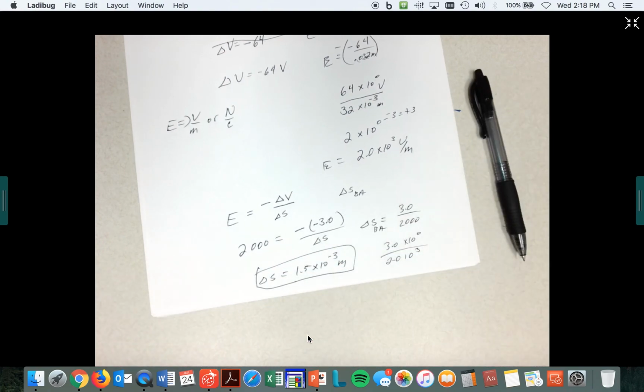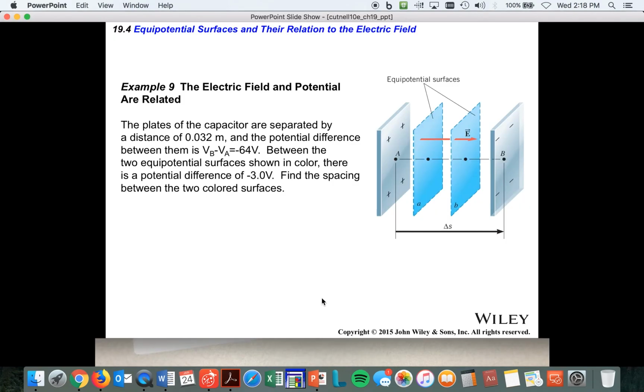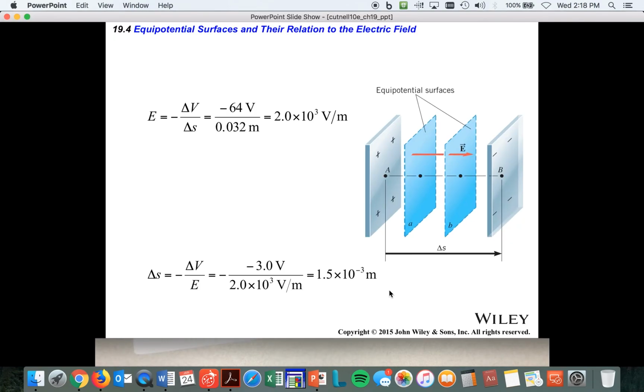We don't need no stinking calculators. We can just use exponents. Be interesting to see if I'm right after all that. Yeah, look at that, I rule.